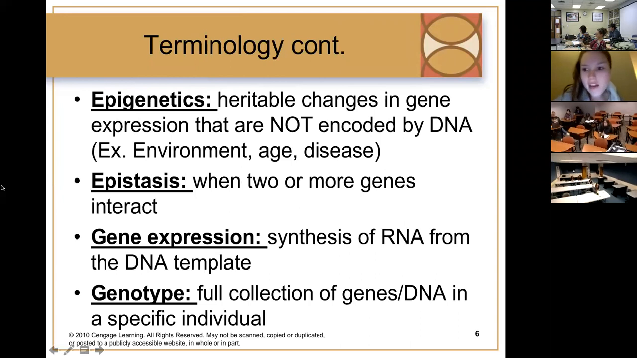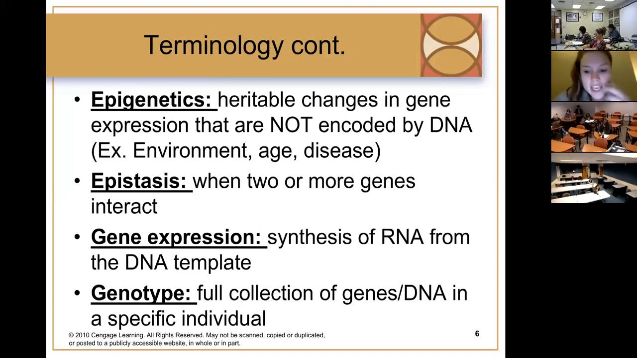Those are some terms to do with the chromosome. These are some other terms that you'll encounter when you're talking about genetics and breeding. Epigenetics is basically heritable changes in gene expression that are not encoded by DNA. So it's pretty much anything that changes the way a gene is expressed that's not actually encoded by the DNA. This could be caused by the environment, age, disease, a number of different factors. That's an important term to know. Epistasis is just when two or more genes interact. That interaction is what it's called.